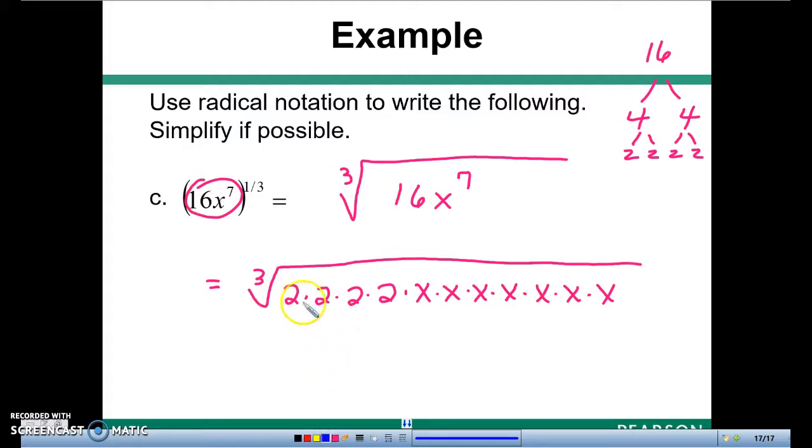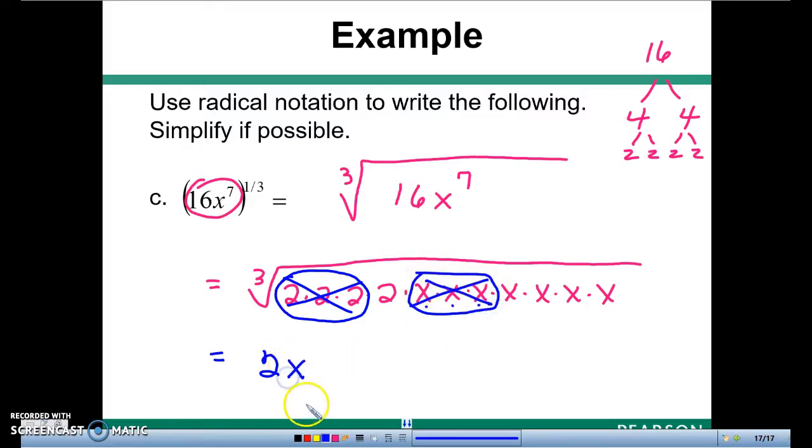The index says group 3 identicals together. It will come outside the radical sign. Okay, so these are gone. There's only 2 left here. 1, 2, 3. There's 3 x's there. They come out of the radical sign as a single x. 1, 2, 3. These come out of the radical sign as a single x.